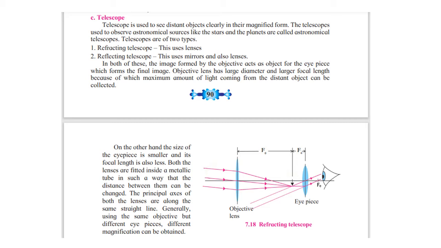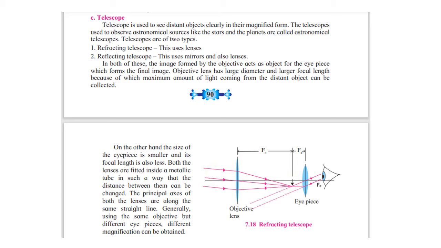The objective has a larger diameter and larger focal length, because of which the maximum amount of light coming from the distant object can be collected, while the eyepiece is comparatively smaller with a smaller focal length. Now, by changing the eyepiece, different magnification can be obtained.